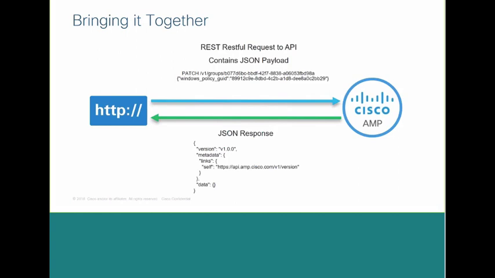And so you make the request, in this example, to the AMP API over HTTP, and then you get this response back that's formatted in JSON. And you see a truncated example of a JSON response at the bottom of this slide.